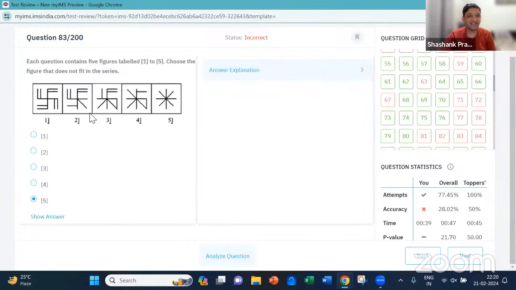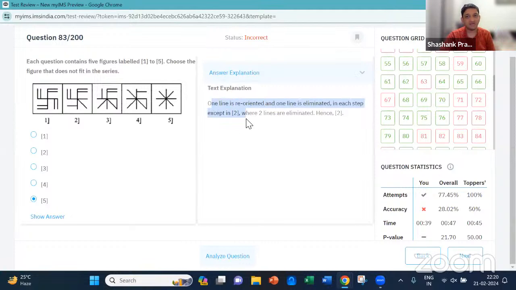83. I thought there should be one horizontal dash. मतलब जो भी, not the diagonal one. So यहाँ पे there are 8. Right? So 1, 2, 3, 4, 5 are there. Now 1, 2, 3, 4 are there. Now 1, 2 are there. So there has to be at least 1 here. That was my logic. That's why I went for 5. That's why I said 5 is wrong. One line is reoriented and one line is eliminated. Achha, so one line reoriented was this one and one line eliminated was this one maybe. So that's why it was wrong.